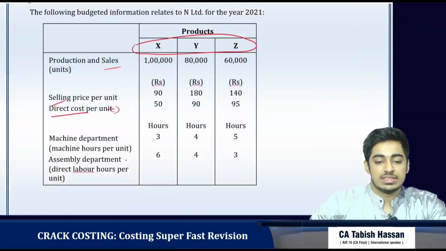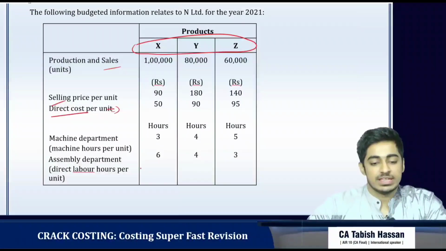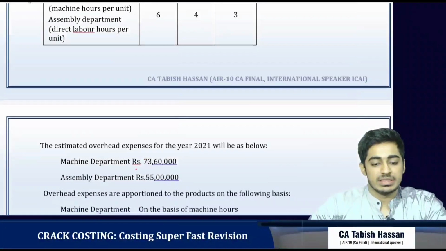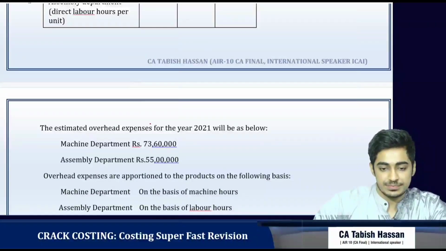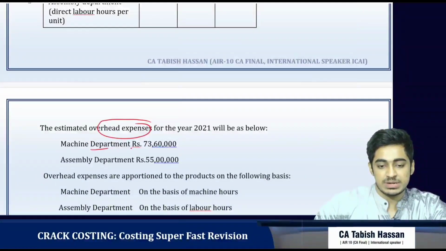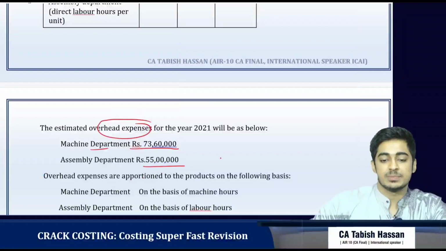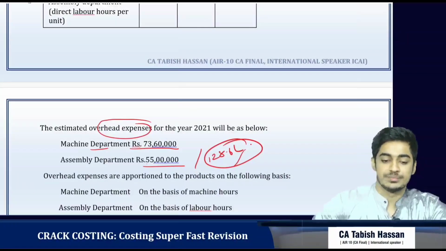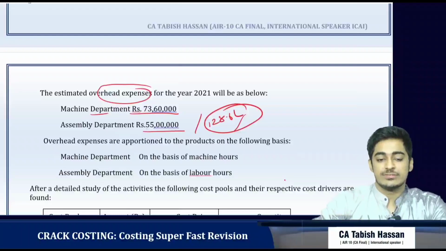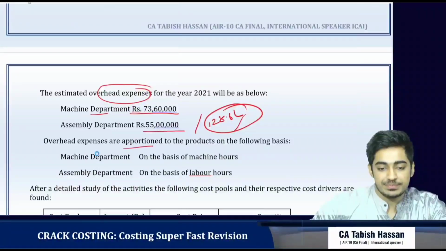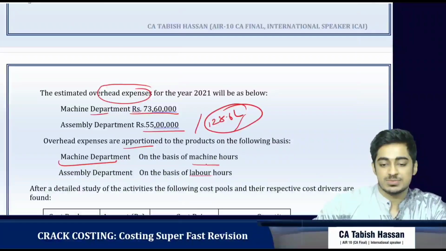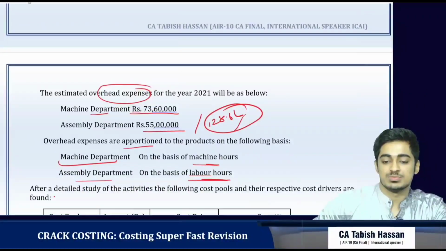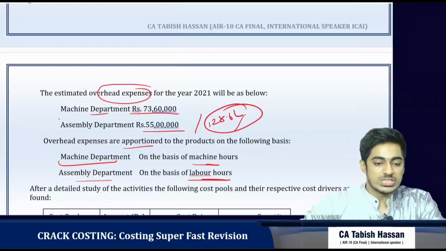Then they've given the hours in machine department, they've given the hours in assembly department, then they've given the overhead expense for the year. So in machine department it's 73.6 lakh, in assembly department it's 55 lakh. The total would come to 128.6 lakh. This is the total overhead. Okay, so then they've given the basis for apportionment. So for machine department it's based on machine hours, for assembly department it's based on labor hours. So which method are they following here?